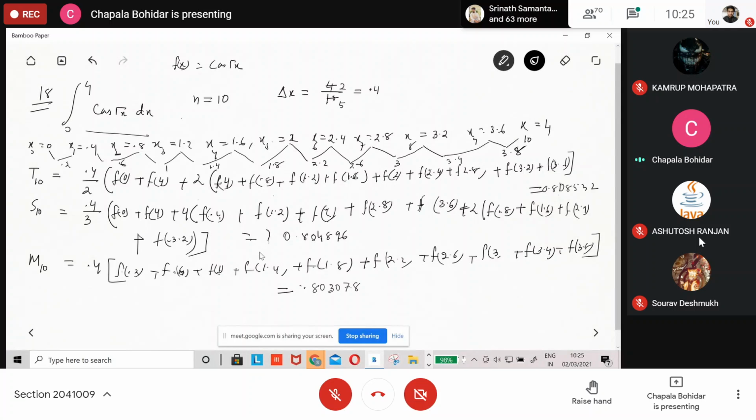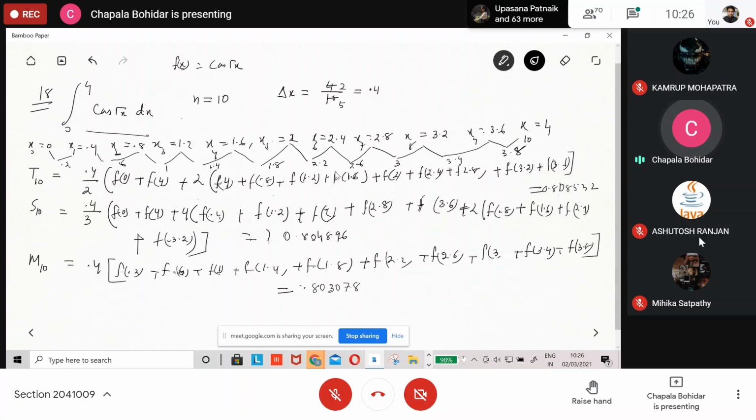So the value there, you also get this one. Middle point rule: del x is 0.4. Then the middle points, between these two points the middle point is 0.2. Here it is 0.6. Here it is 1, then here it is 1.4, 1.8, 2.2, 2.6, 3, 3.4, 3.8. So by using that middle point rule, we get this value.